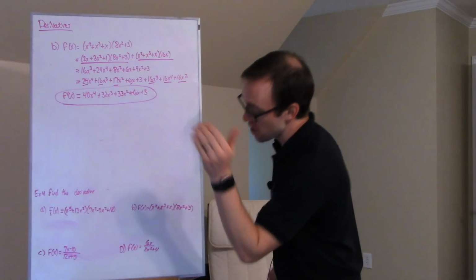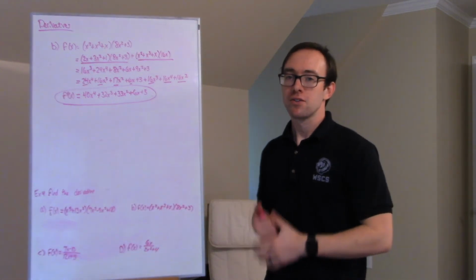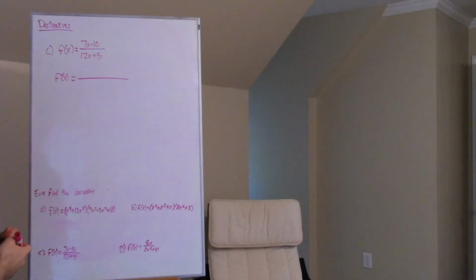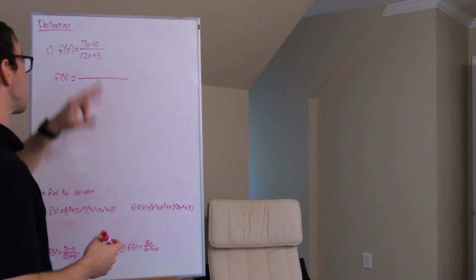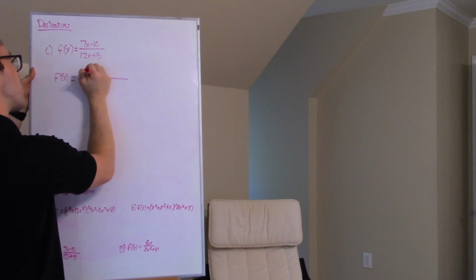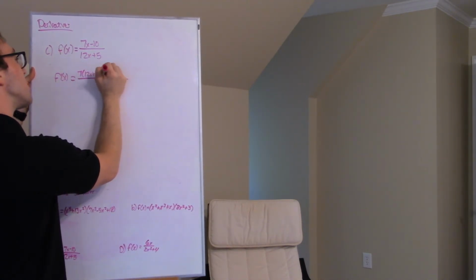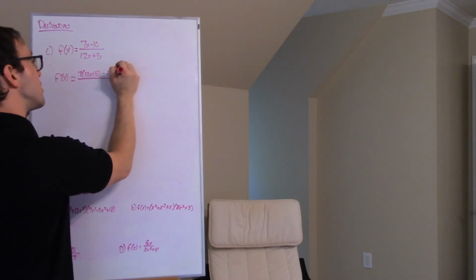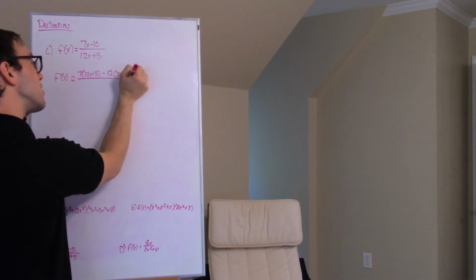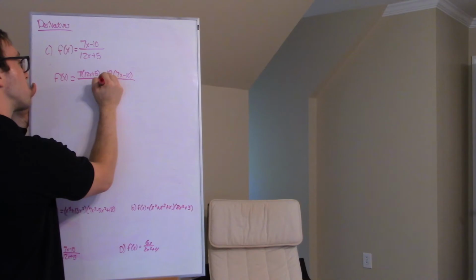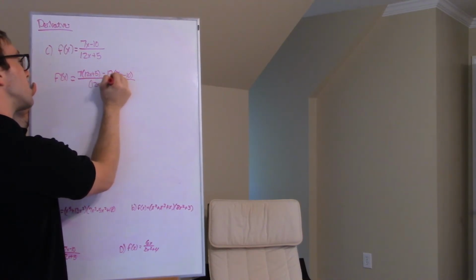Now we're going to be switching to the quotient rule for the last two. So let's go ahead and look at the next one. So for this one, it is the derivative of the top times the bottom. So 7 times 12x plus 5 minus the derivative of the bottom, or 12 times 7x minus 10. And that's going to be over the bottom, 12x plus 5 squared.